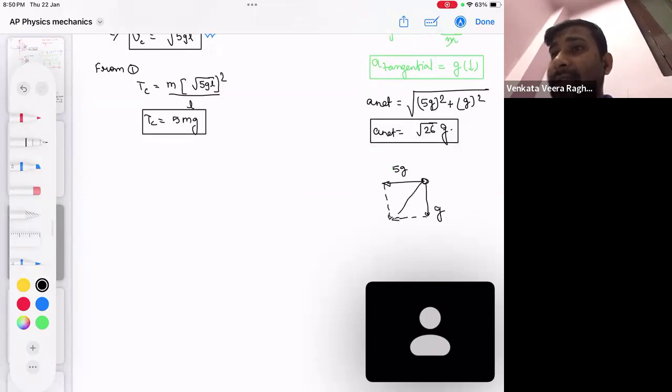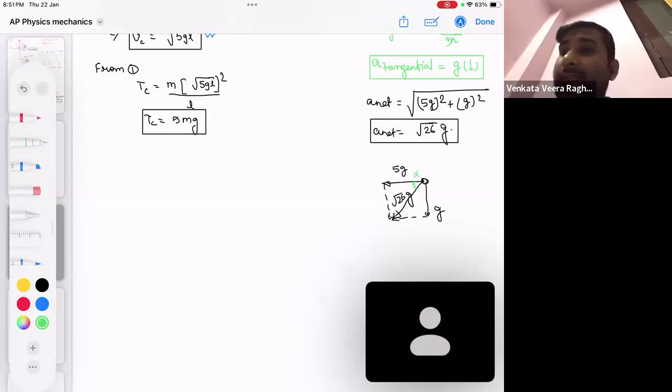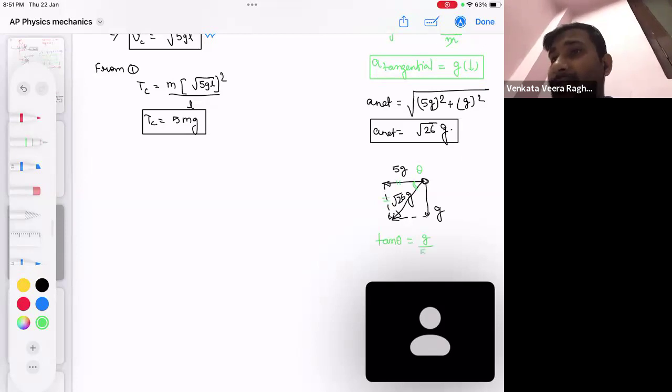Is this my net acceleration which I have calculated? Root 26z. Which angle you want to find out, with radial line or tangential line? Let's say I want to calculate with the radial line. So can you tell me what is the tan theta will come? What is the angle it will be forming, this theta? So am I getting tan theta equal to this component by this component? This component is z, the other component is 5z. Tan theta we are getting 1 by 5.